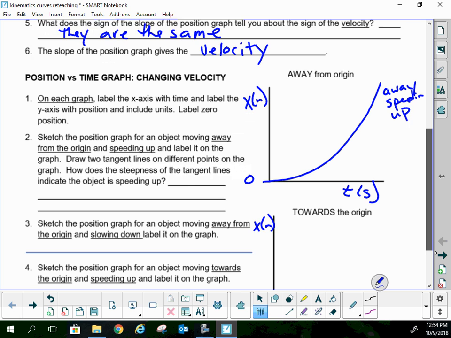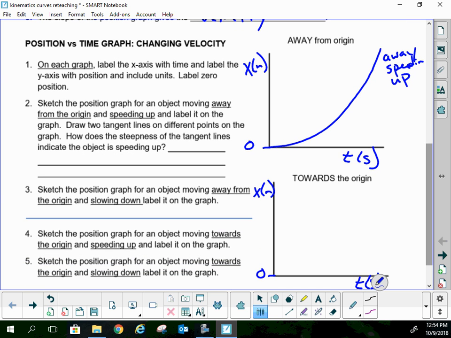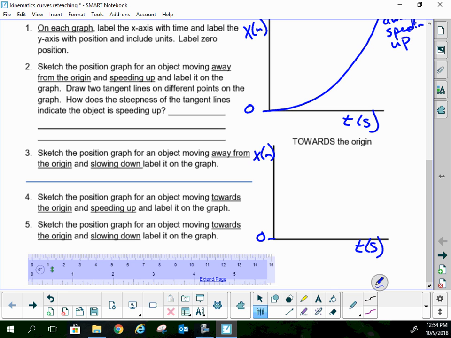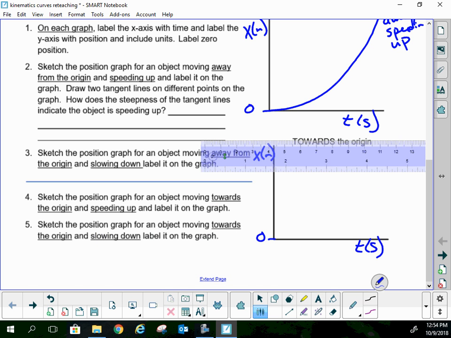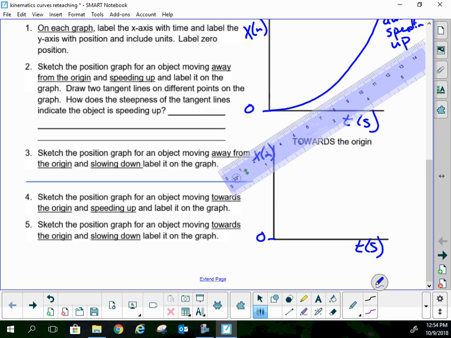Sorry, I kind of jumped around on it a little bit there. And then it asks us to draw 2 tangent lines at different points on the graph. And then how does that steepness tell us about how the velocity changes over time? So I'm going to grab my ruler. I would encourage you to grab your ruler as well.